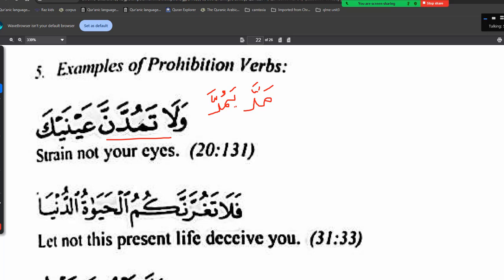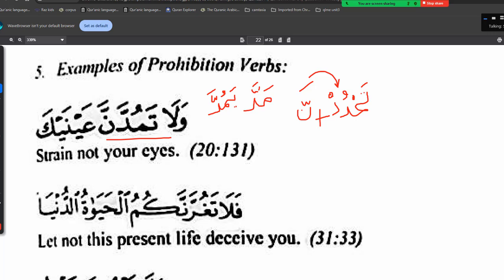So this is actually tamuddu. If you just have the la, tamuddu becomes tamdud, right? But plus you have the noon of emphasis with this. So it becomes la tamuddanna. Right? To join it to this, the dal will have a fatha and a shadda too. La tamuddanna. This is emphasized prohibition.